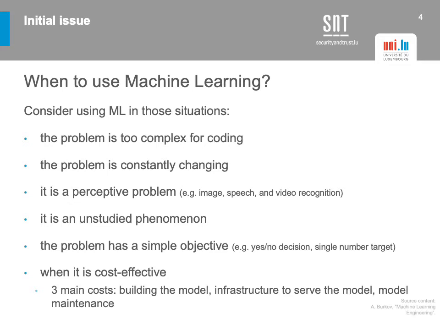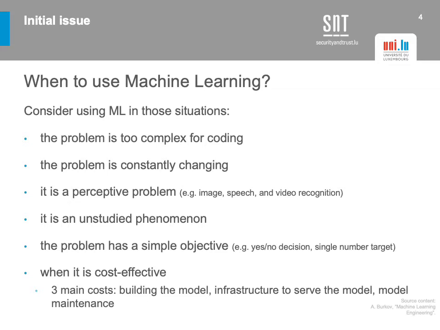Also, if your problem has a simple objective that you can quantify, so for example, if you can answer a question by yes or no, you can make a decision by yes or no, or if you can formulate your problem into having a target that is a single number. In that case, you can define your problem in an easy way, in a simple objective way, and machine learning can be considered to be used.